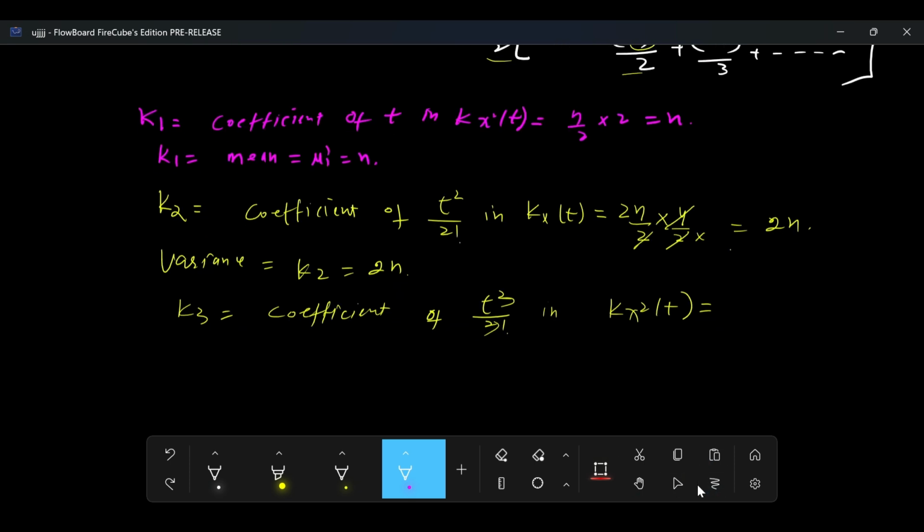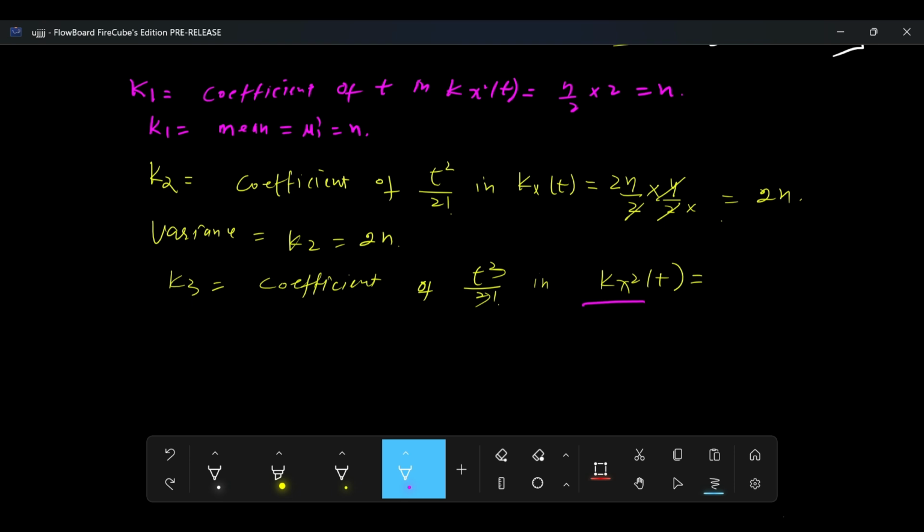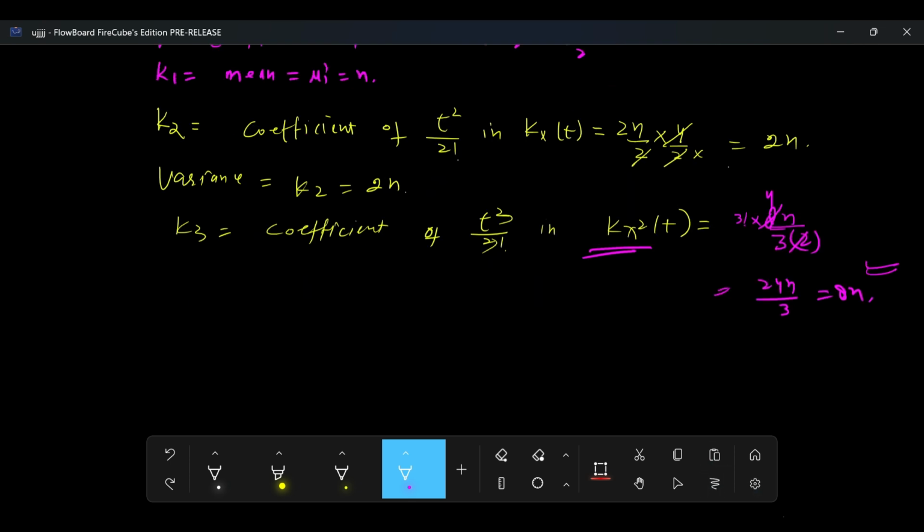This will be equal to 2 2s are 4, 2 2s are 8, n upon 3 into 3 factorial, and this is into n by 2. So 2 1s are 2, 4s are 6, 4s are 24, n divided by 3, which is equal to 8n. So K3 is my 8n.